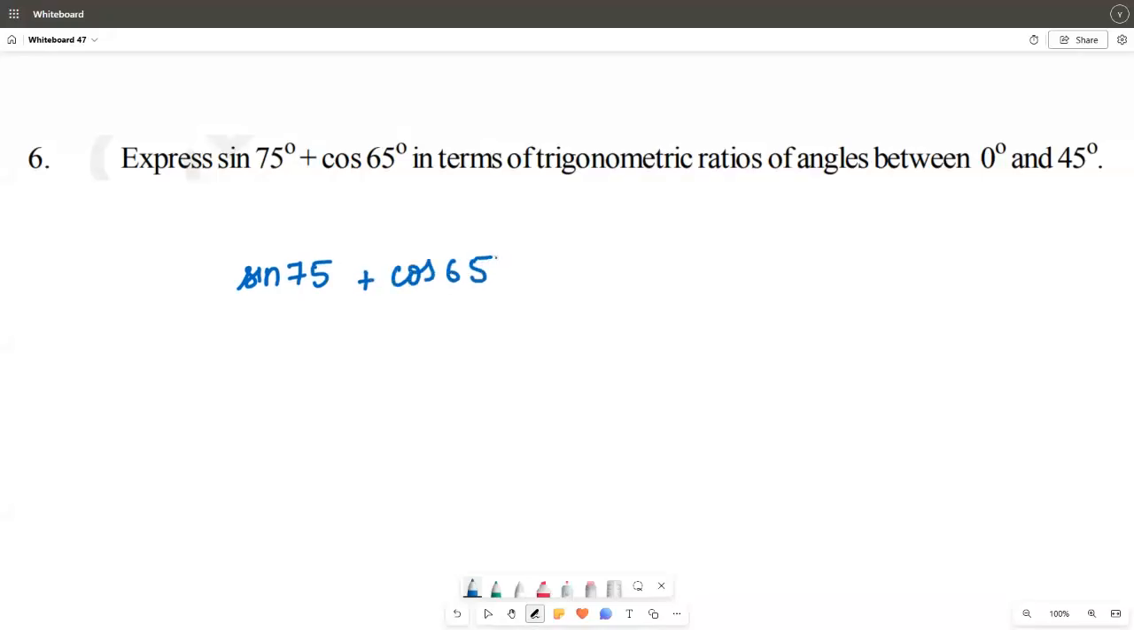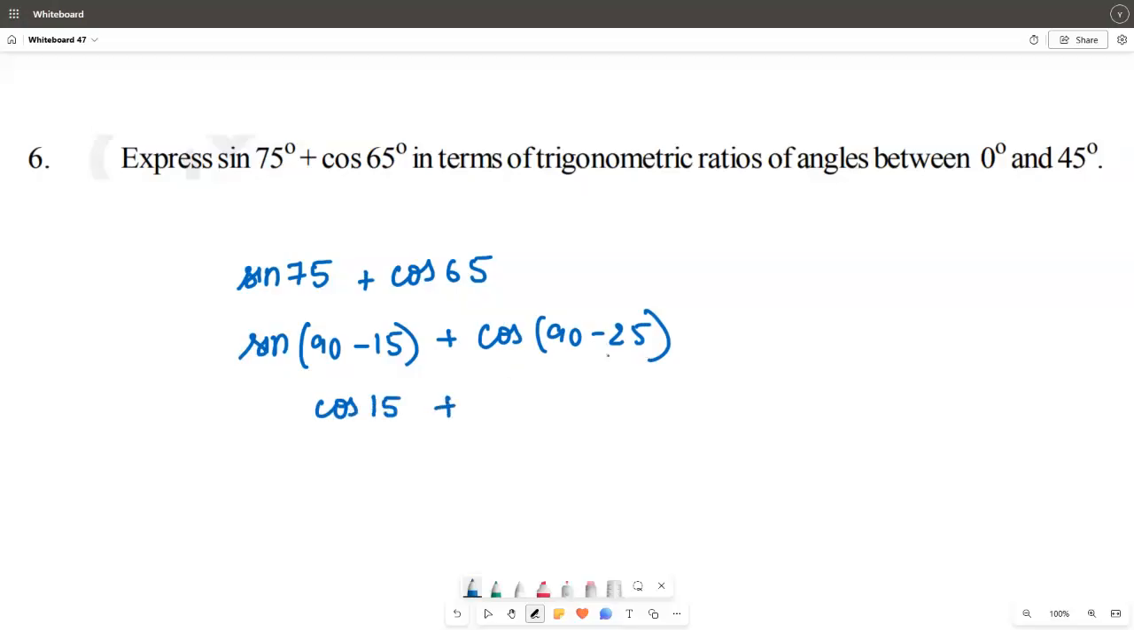Since both of these angles are above 45, I mean to say they're between 45 and 90, I can convert them into 90 minus theta, so they would become below 45 degrees. So I would write 75 as 90 minus 15, and 65 as 90 minus 25. We know that sin(90 minus theta) equals cos theta. So this would be cos 15, and cos(90 minus 25) would be sin 25.